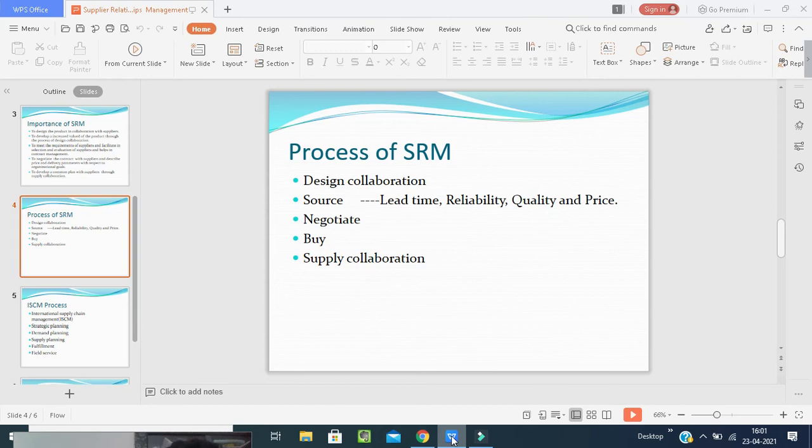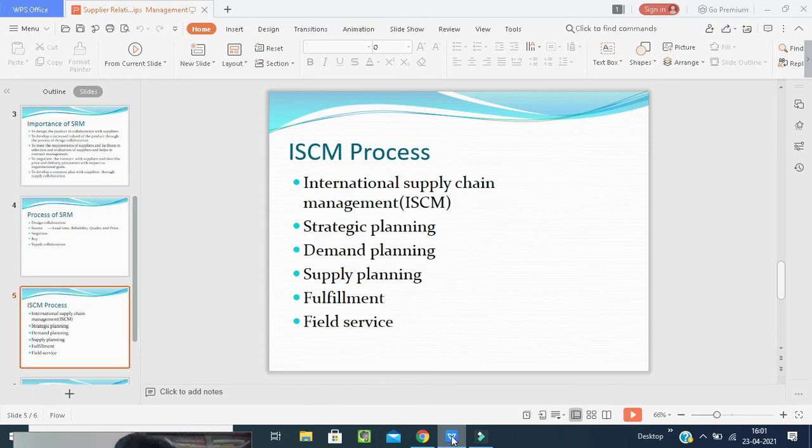Everything they focus on. So this supply collaboration can take place between three macro processes. What are those? SRM, which we have discussed. Next, ISCM and CRM. SRM, don't think service retail management. Here, SRM means supplier relationship management. Next, ISCM, internal supply chain management. Then customer relationship management, CRM. That we will discuss one by one.